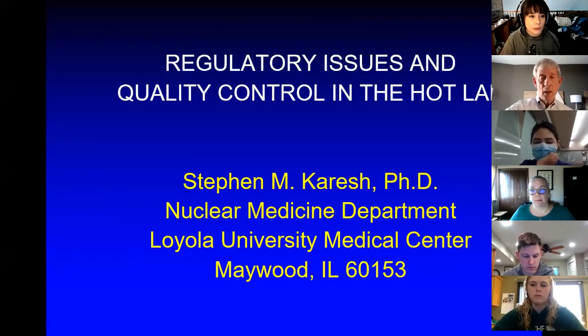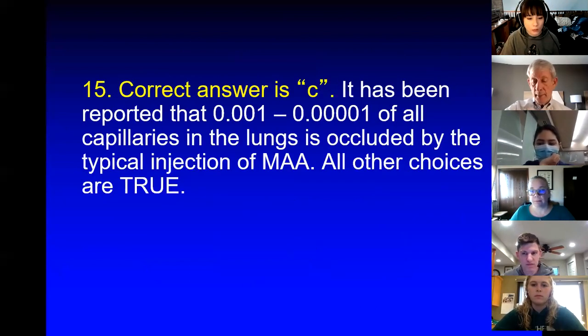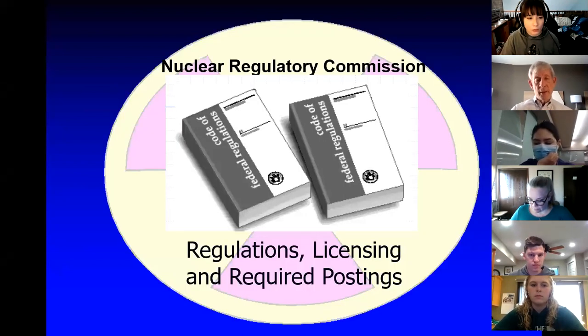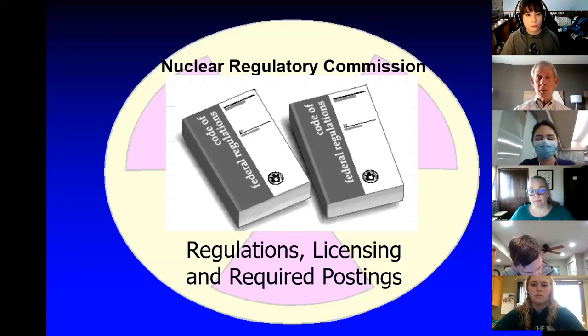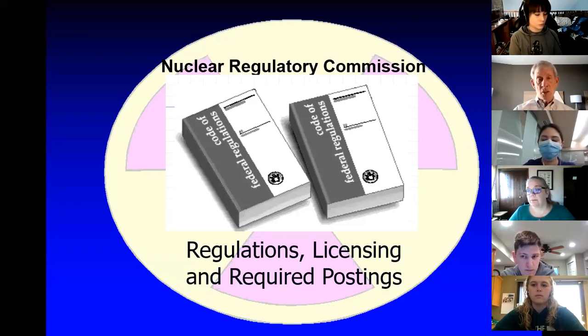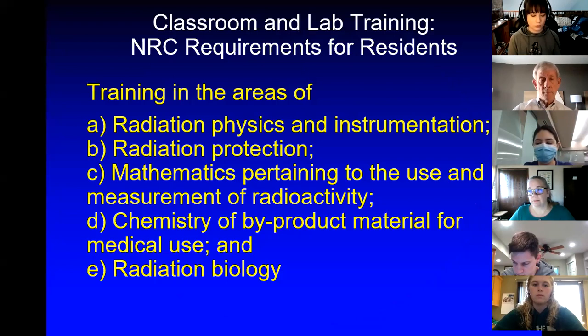Back up one slide, sorry. We're going to talk about regulatory issues and hot lab quality control. The Nuclear Regulatory Commission rules are all published and updated at least annually in a series of volumes called the Code of Federal Regulations. We often see it as CFR, and it's a whole shelf full of books. Volume 10 is the one that deals with radioactivity, among a lot of other things, but all the radiation-related regulations are in volume 10.